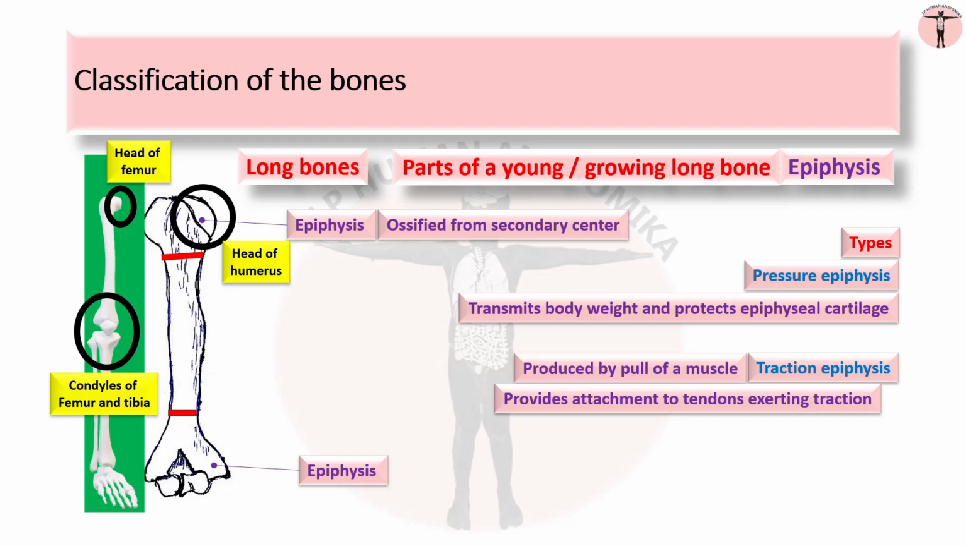The traction epiphysis ossifies later than the pressure epiphysis. Trochanters of femur and tubercles of the humerus are examples of traction epiphysis. In a bone where both pressure and traction epiphysis are present, the ossification centers appear earlier in the pressure epiphysis than that of the traction type.